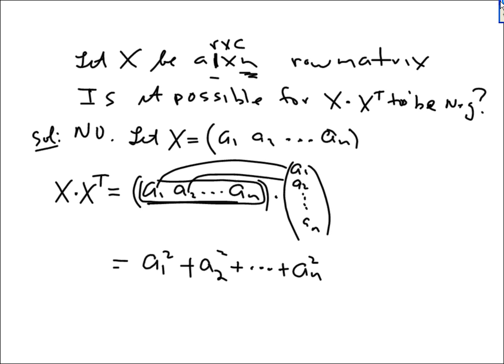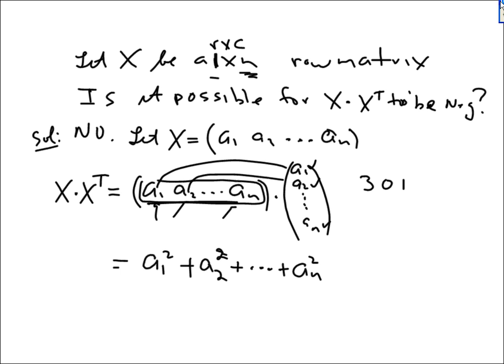Now, what type of objects are A1, A2, up to AN? Even if I look here, what type of objects are they? The answer is they're real numbers. X could have been 3, 1, 4, or 3, 1, negative 4, and I dot it with the transpose. Let me sneak in a 0. The bottom line is each of those numbers just gets squared, and when you square numbers, you get 0 or above.